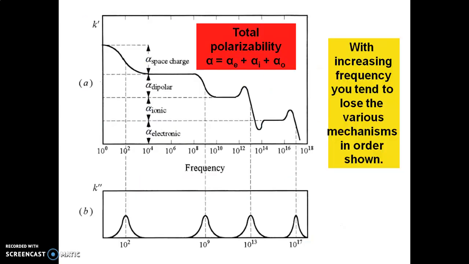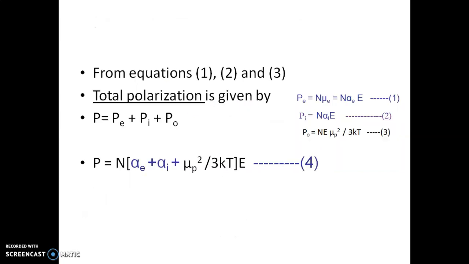Now let us see how to calculate the total polarization in the material by all these mechanisms. Total polarizability is given by alpha equals alpha E plus alpha I plus alpha O. Now you can see in the graph, space charge polarization occurs at low frequency, not that considerable here. Alpha E, the electronic polarizability, alpha I, the ionic polarizability, and the dipolar polarizability are frequency dependent. So you can consider especially the first three for the total polarization contribution.